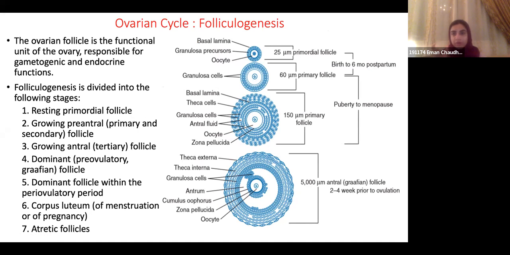You first have your primordial follicle, which is there from before birth, before puberty. It's not doing anything. It's just sitting there, right? They're sitting in your ovaries. They're not ready to be used yet because GnRH has not yet been released.